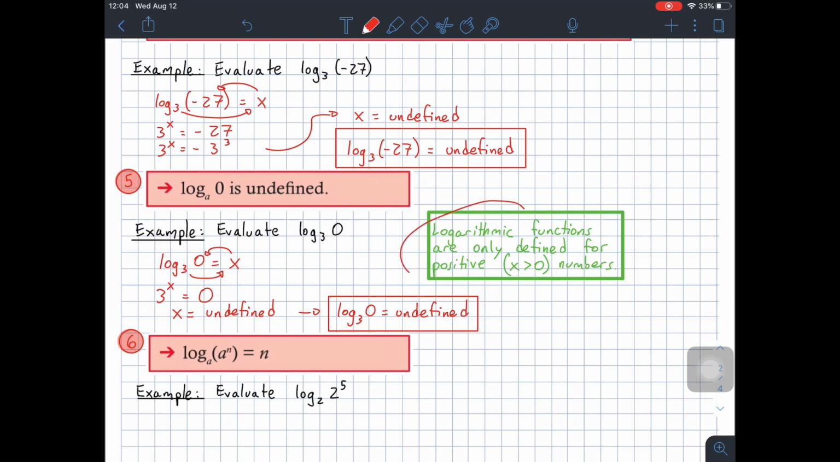Here it says, logarithmic functions are only defined for positive numbers. So that's why we also get undefined, right? If you remember from logarithmic functions, we've seen that the domain is for x greater than 0. We do not include 0. That means that the value of 0 is excluded. And because it is excluded, if we try to evaluate for 0, we're going to get an undefined answer, okay?